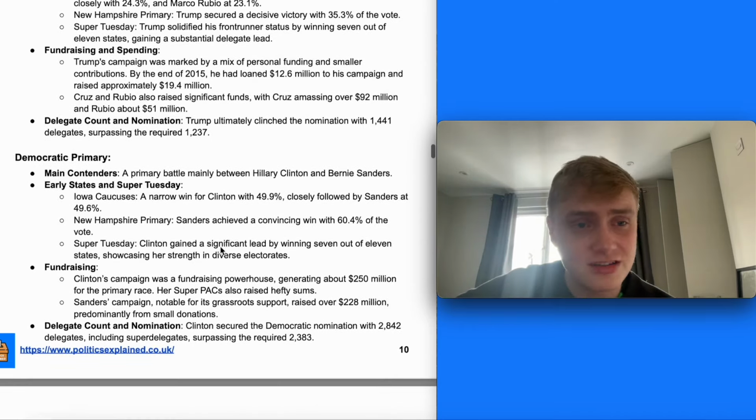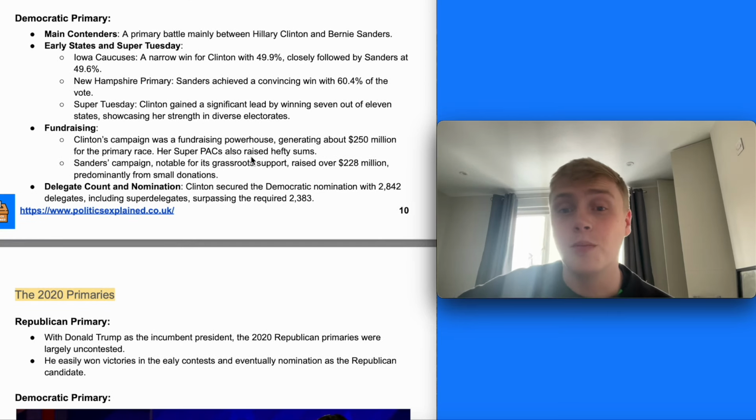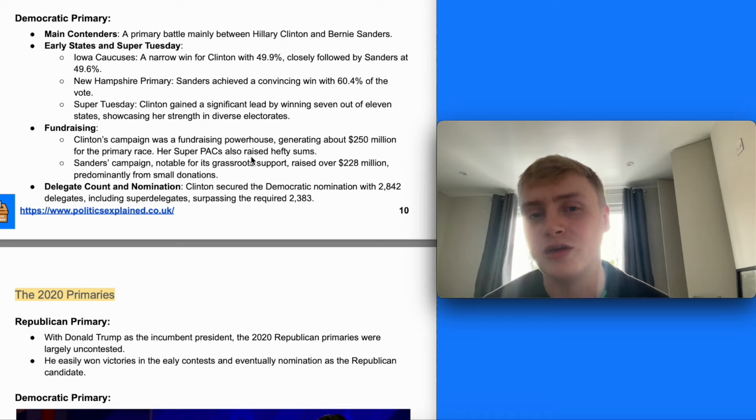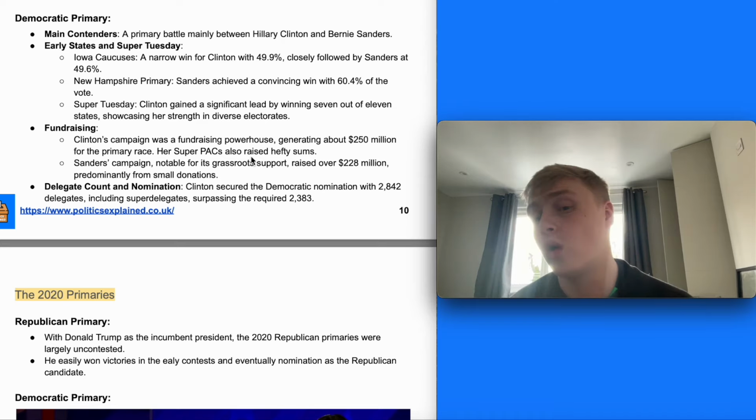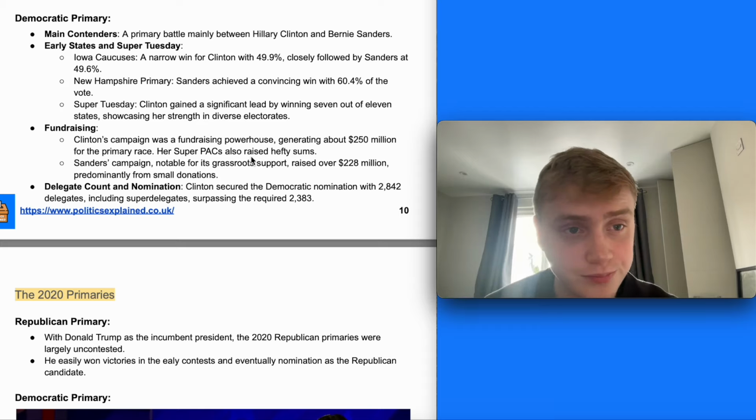In terms of the Democratic primary, very early on it became clear it was between Hillary Clinton and Bernie Sanders, with the other candidates not gaining enough to have any chance of winning the nomination. In the Iowa caucus, it was a narrow win for Clinton with 49.9%, closely followed by Sanders at 49.6%. And in New Hampshire, Sanders achieved a convincing win with 60.4% of the vote.